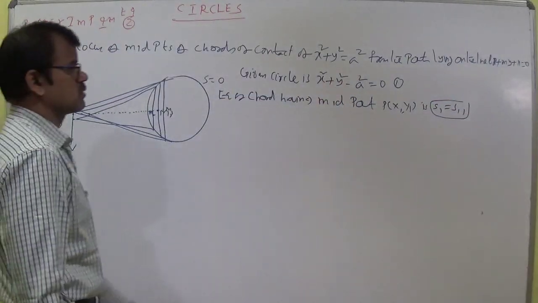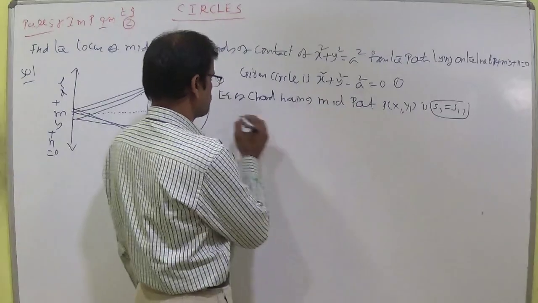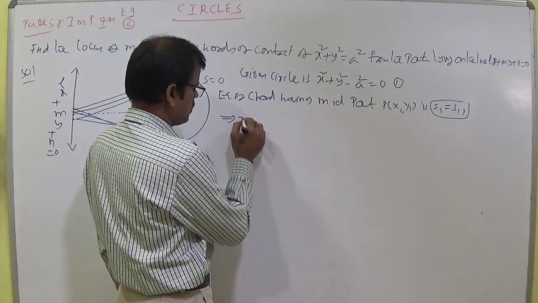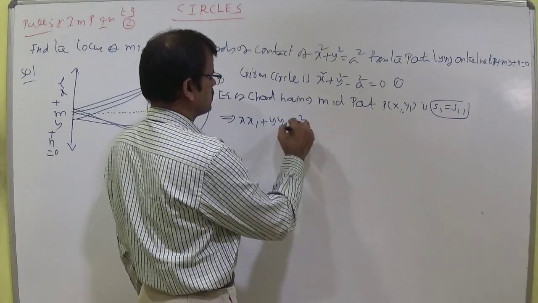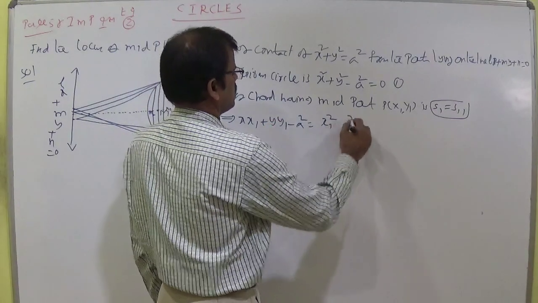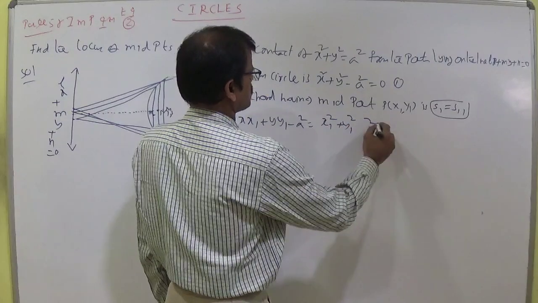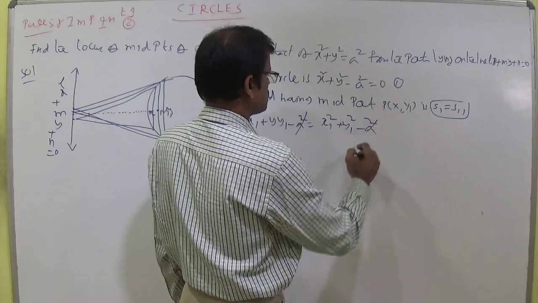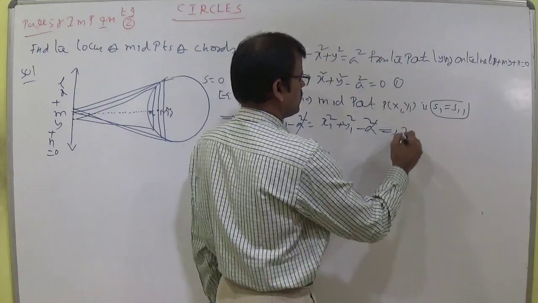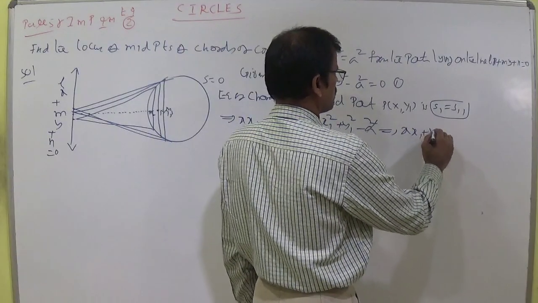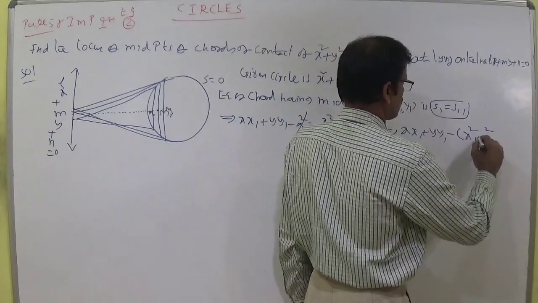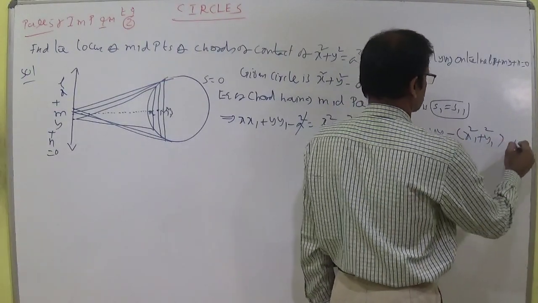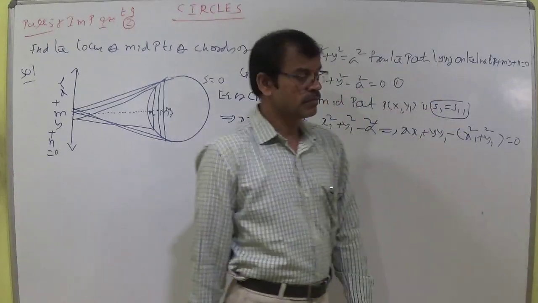S1 notation is xx1 plus yy1 minus a square for this circle, equal to S11 notation, x1 square plus y1 square minus a square. Minus a square will be cancelled. So you can write this as xx1 plus yy1 minus of x1 square plus y1 square equal to 0.